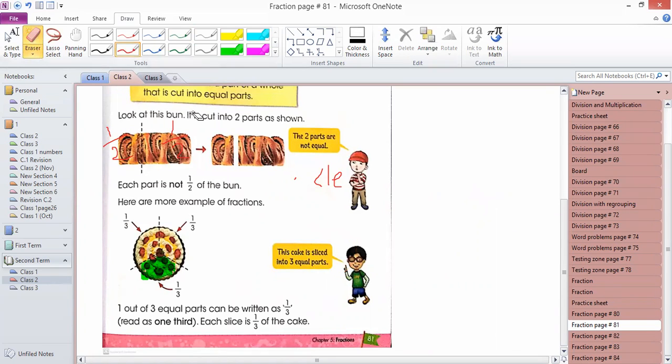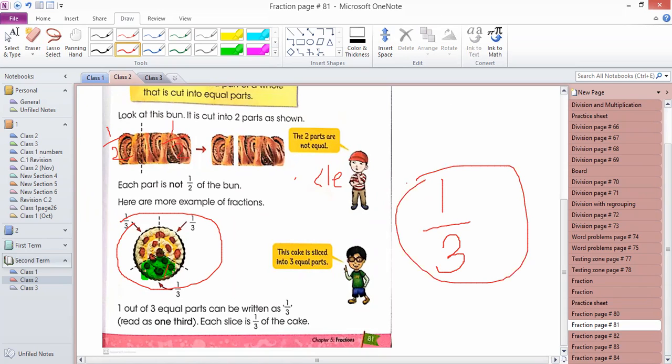Now what you need to learn here: you know how to write a fraction. We have learned it. We have practiced it. To write a fraction, check the number of equal parts and write it in the denominator. Check the number of parts you are interested in and write it in the numerator, and you will have your fraction. But how to read it, this you have to learn now. How to read it, guys? We will read it as 1/3.